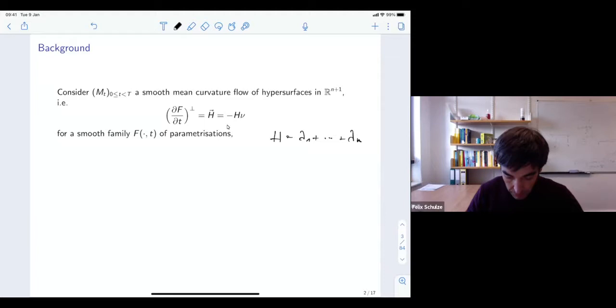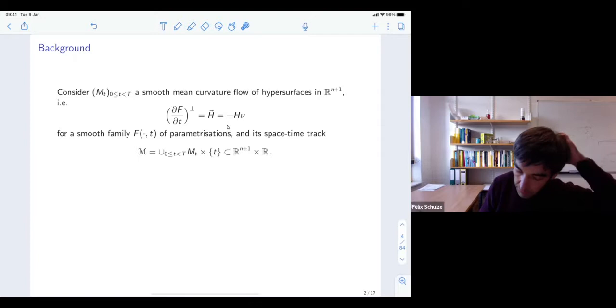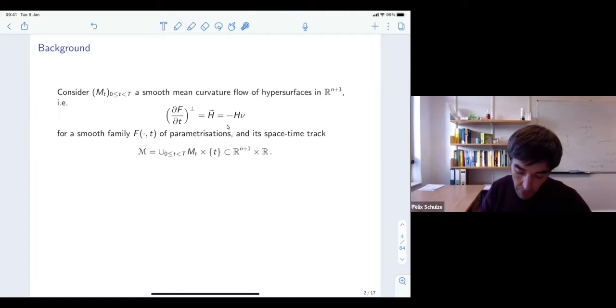Okay. Now, a good way for mean curvature flow to think about the flow is to think about its space-time track. Yeah. We take the surface at time t and put it in the time slice t. So we're in R^(n+1) cross R, it's space-time. So it's not usual space-time, it's not a Lorentz manifold. It's just that you add this additional dimension. Yeah? So this would be the surface at time t cross t.